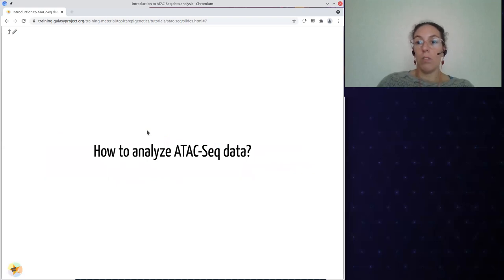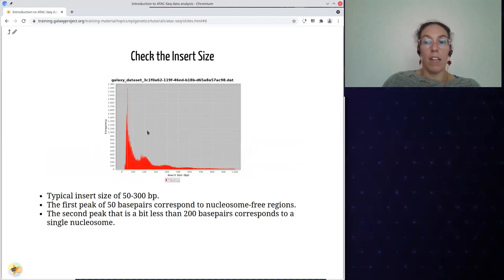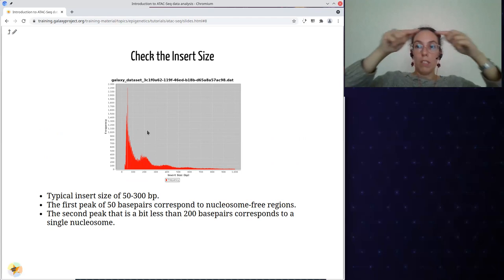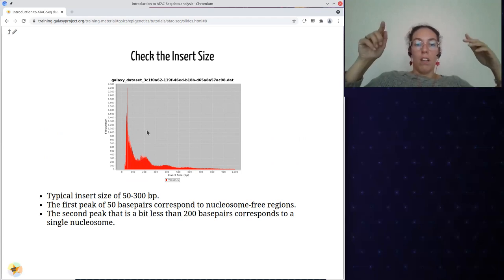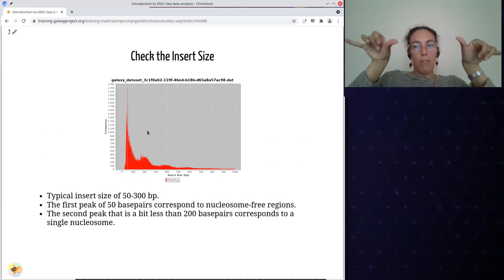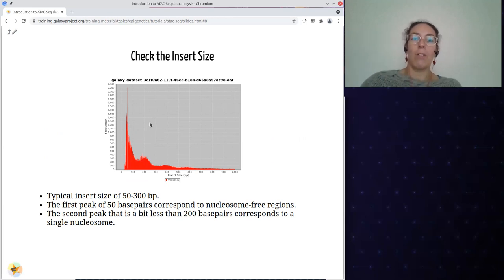So how to analyze your data? There are different quality controls that you can do. The first one, you can even do it before sequencing, is to run a fragment analyzer to see what would be the size of the insert. So what is the size of your fragments? Be careful when you do a fragment analyzer, you need to add the size of the adapters. Here, what I'm showing you is just the size of the insert size after sequencing.